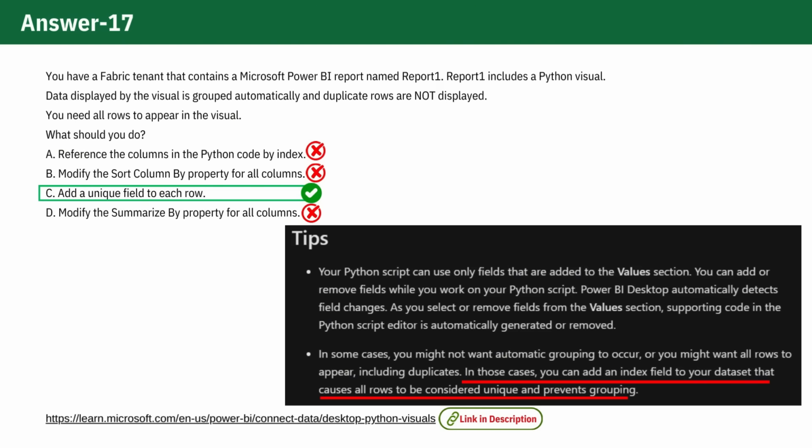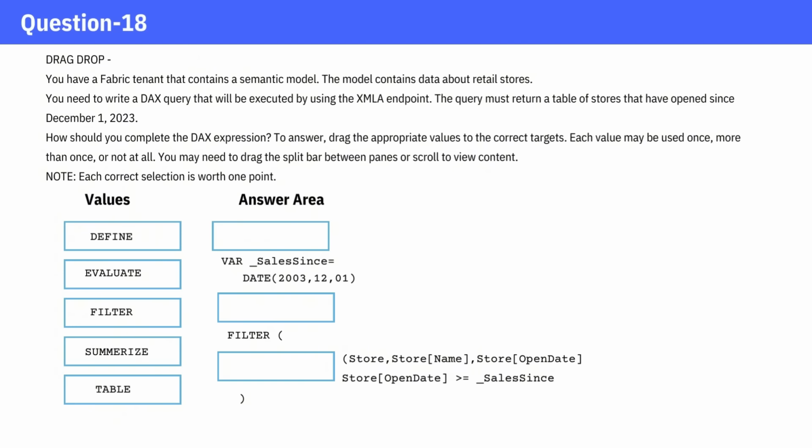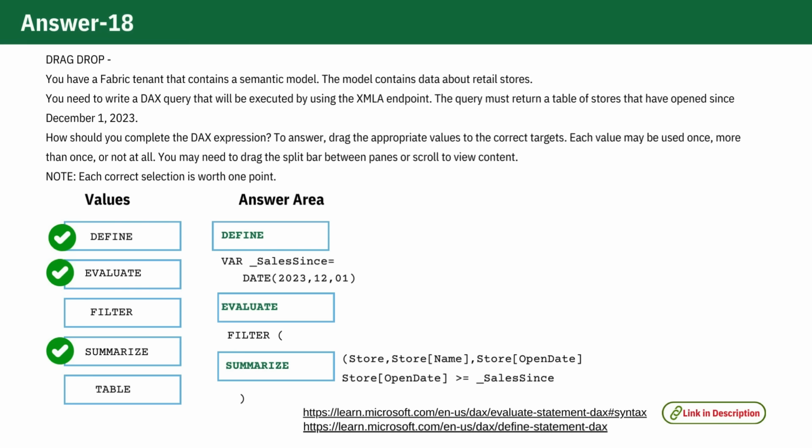Question 18. You have a Fabric tenant that contains a semantic model. The model contains data about retail stores. You need to write a DAX query that will be executed by using the XMLA endpoint. The query must return a table of stores that have opened since December 1st, 2023. How should you complete the DAX expression? Please check the code closely, give it a think, and verify your answer. The correct answer options are define, evaluate, and summarize. Please check the links in the description for more information.